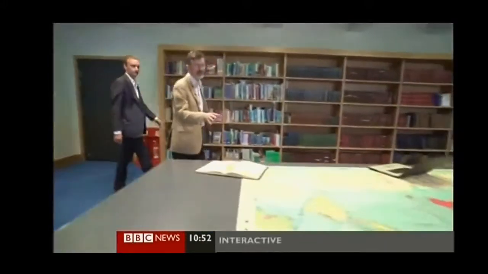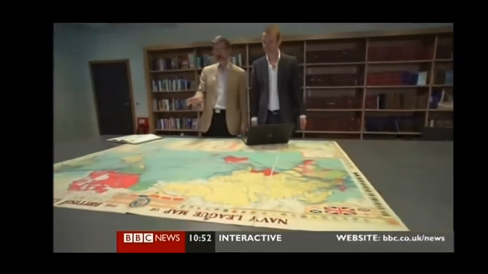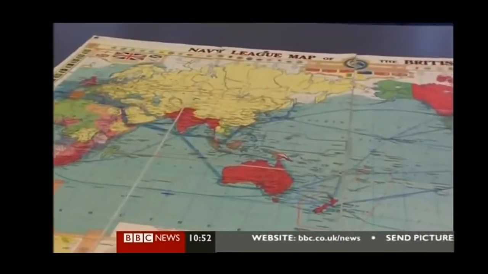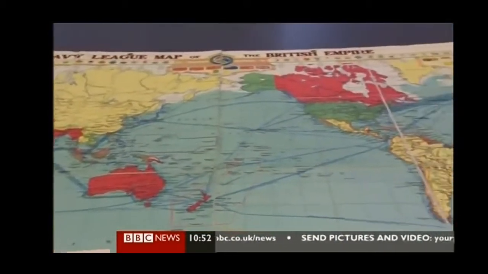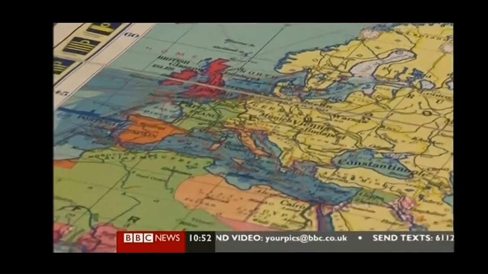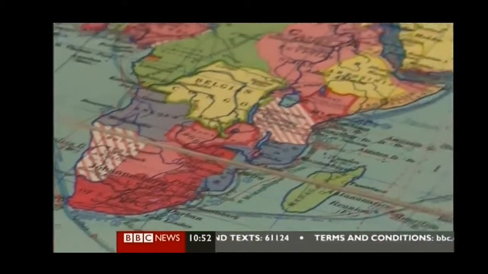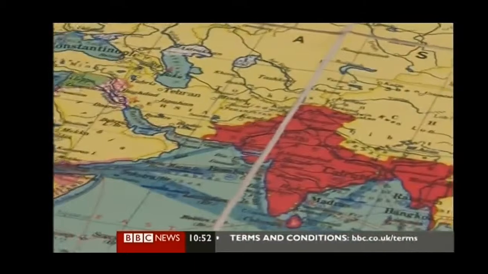So here's a splendid example of a map as propaganda, really. This is the Navy League map of the British Empire, published sometime in the 1920s, much of the world coloured red. And this was typical of the way map-making was co-opted by political interests in the 19th, 20th century, isn't it? Yeah, I mean, this is seriously political geography in tooth and claw.